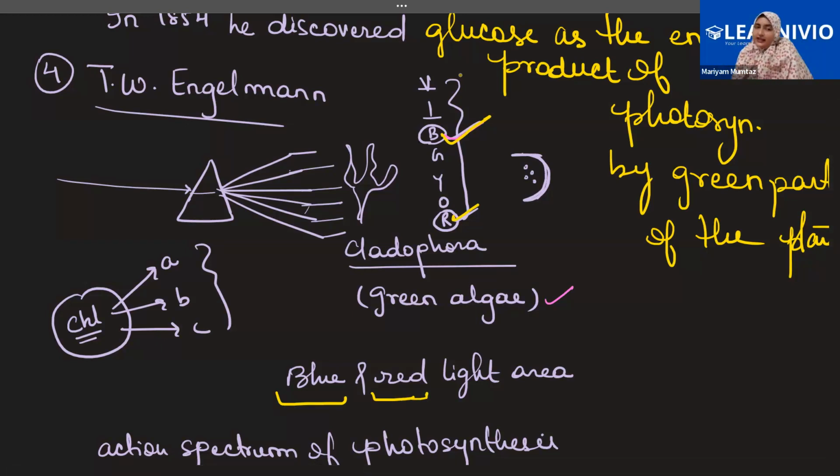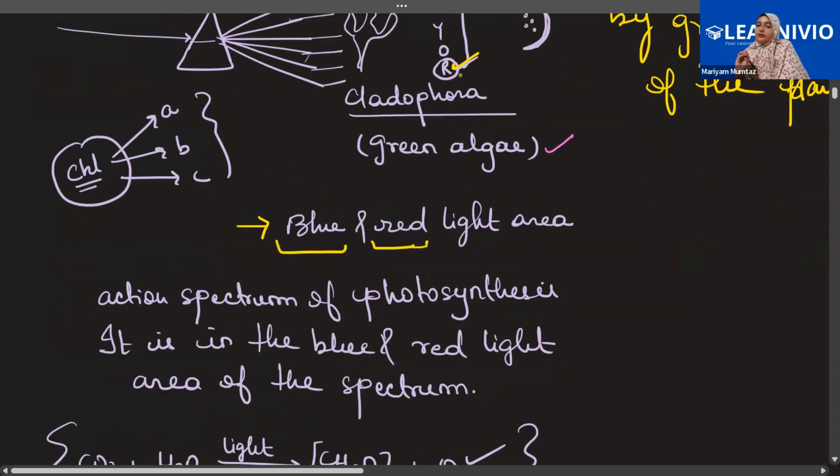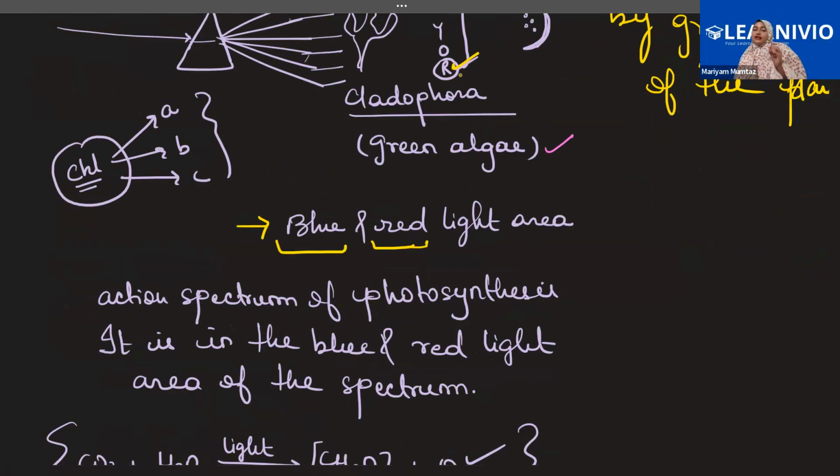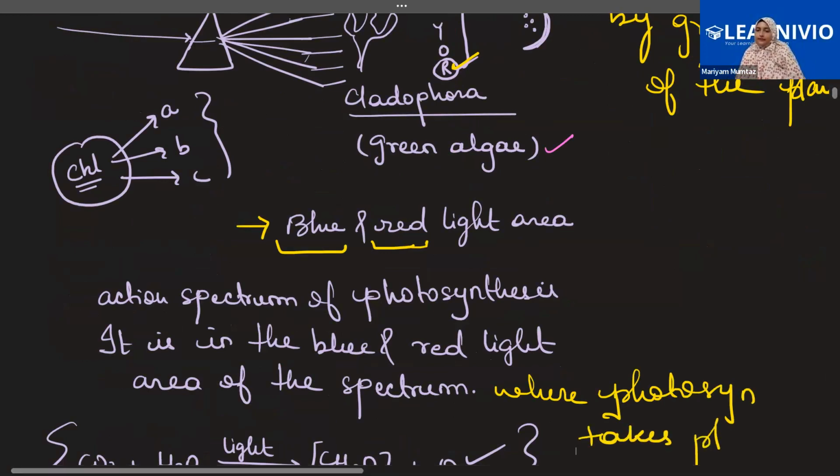So, ultimately, he concluded that the blue and the red light area is where the action spectrum of photosynthesis is, meaning it is the blue and red area of the spectrum where photosynthesis takes place. Is it clear, students? All right.